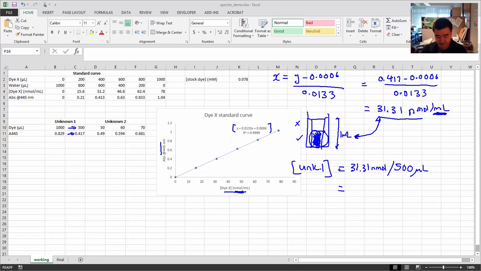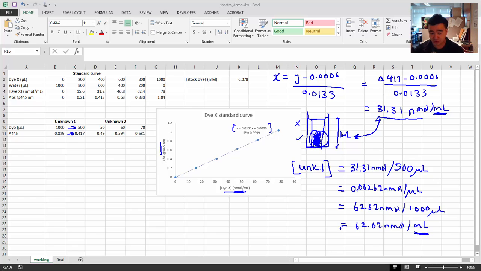So let's solve this out. 31.31. If we do the division, this turns out to be 0.06262 nanomoles per microliter. Then if we multiply both sides by 1,000, we get 62.62 nanomoles per 1,000 microliters, and this is just 62.62 nanomoles per milliliter. Now this expression of milliliters is actually in the original unknown stock. No longer is it 1 milliliter in a cuvette, it's 1 milliliter of stock. This means that if we take out 1 milliliter of the stock, in this 1 milliliter should be about 62.62 nanomoles of the dye. So let's think about how to get Excel to work this out for us.